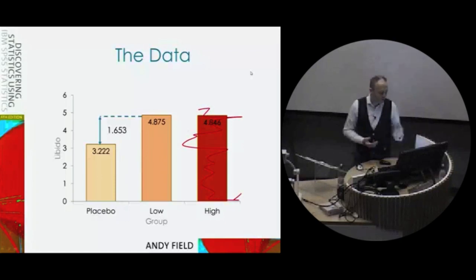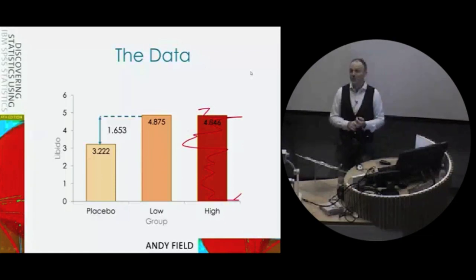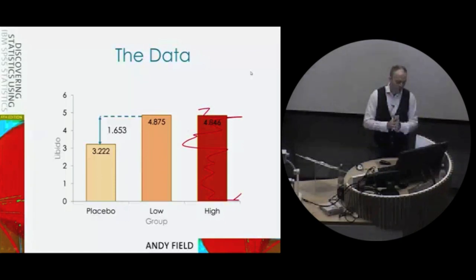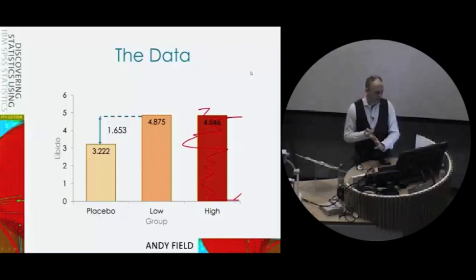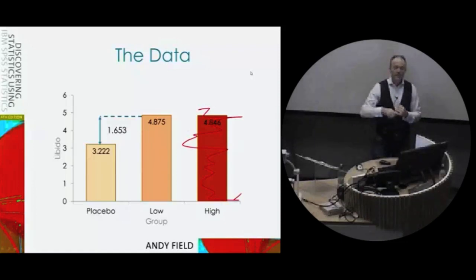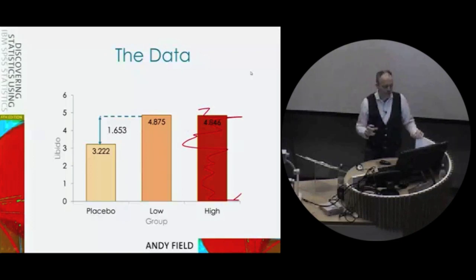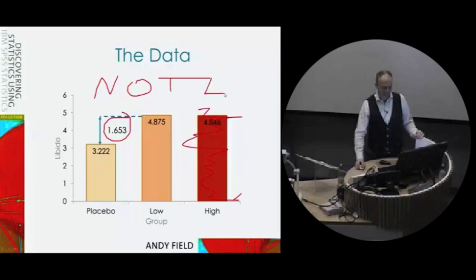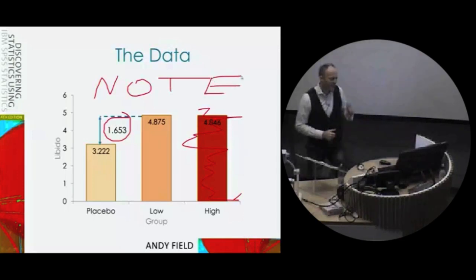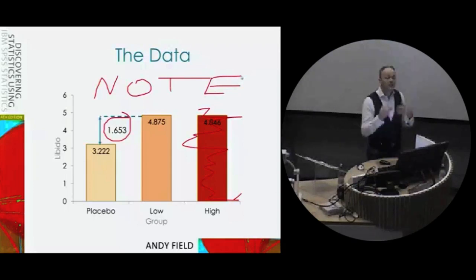So we've got a mean of 3.2222, it recurs a lot, in the placebo group, and in the low dose group, we've got a mean of 4.875. If you calculate the difference between those 2, again, important, note that value. It's hard to write with a mouse. So note that value, 1.653. So that's the difference between the 2 means.